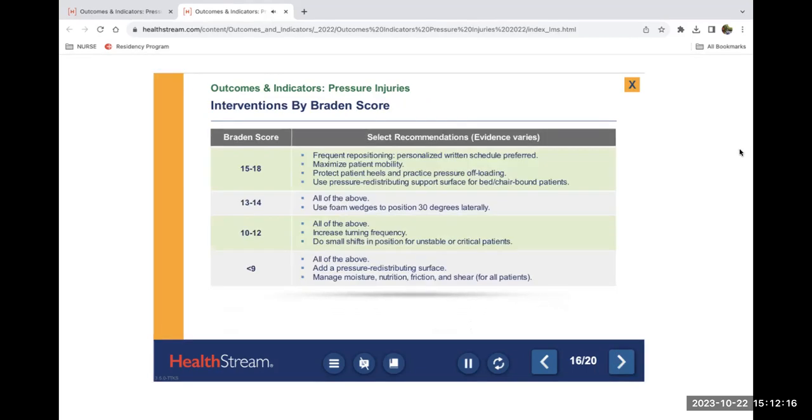If the Braden scale is used to determine the patient's risk for pressure injuries, consider implementing the recommendations associated with a particular score as listed in this chart. The 30-degree lateral position recommended here avoids a more severe angle that puts increased pressure on the skin overlying the trochanter of the hip.